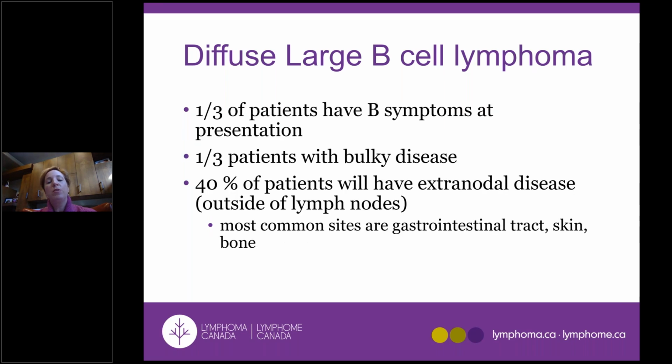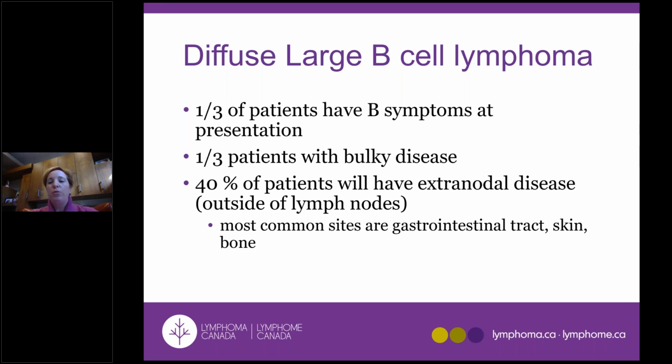About a third of patients will have what we call B symptoms. B symptoms most commonly are significant weight loss or drenching night sweats, and somewhat less commonly fevers. About a third of patients will have bulky disease. The definition of bulky disease is somewhat variable, but usually means any lymph node mass that's over 7.5 or 10 centimeters.